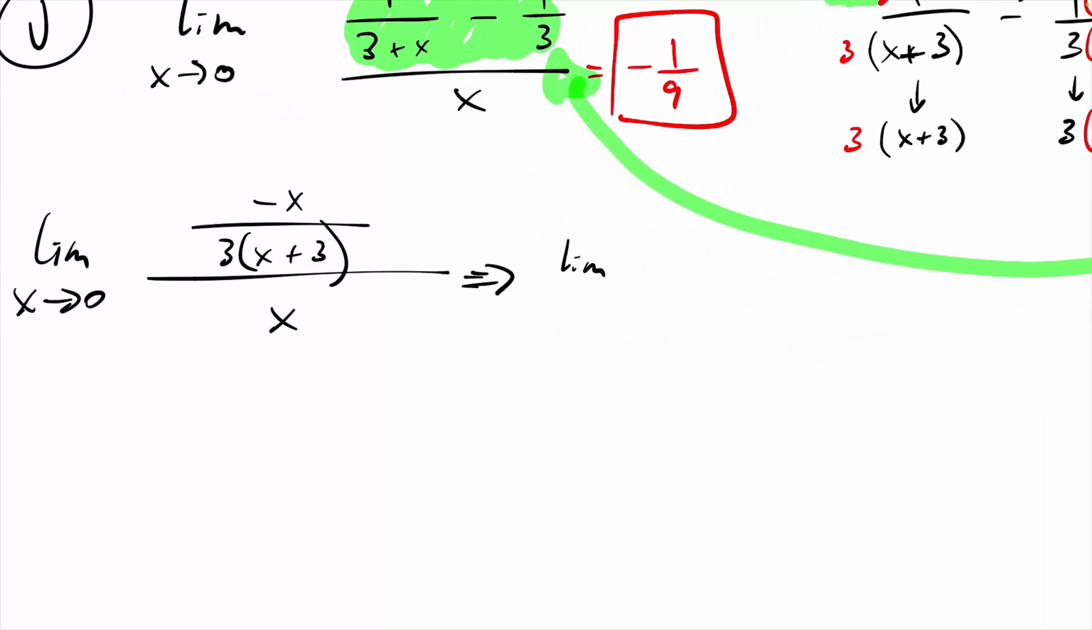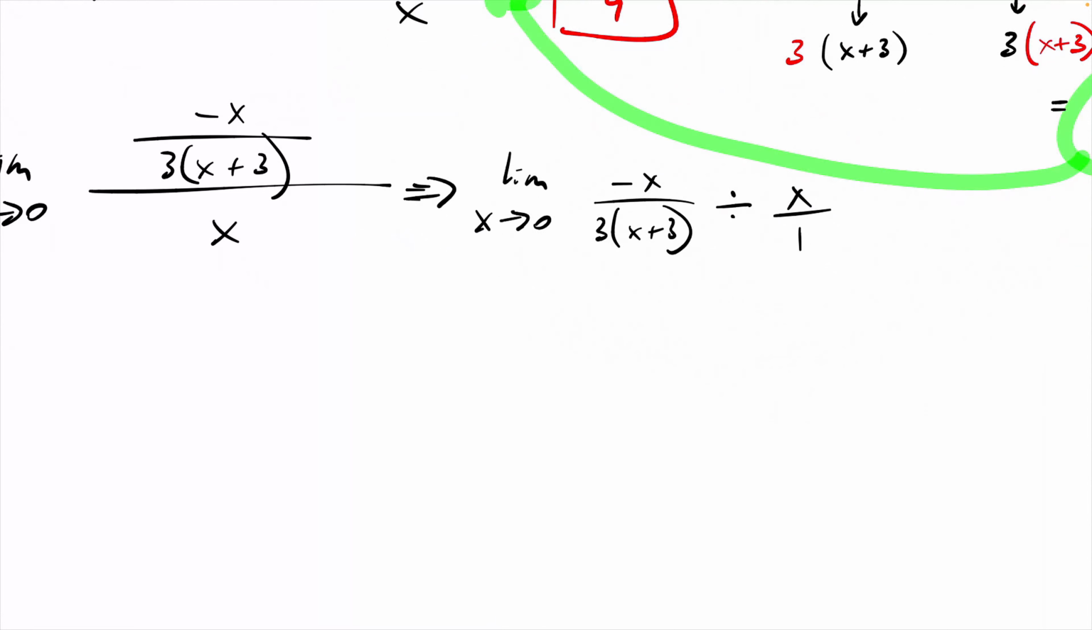So we have the limit as x approaches 0. We have negative x over 3x plus 3 divided by x over 1, or just x. You can put x over 1 if it helps you remember, because sometimes you forget what to flip. So then you get the limit as x approaches 0 of negative x over 3x plus 3 times 1 over x, right?